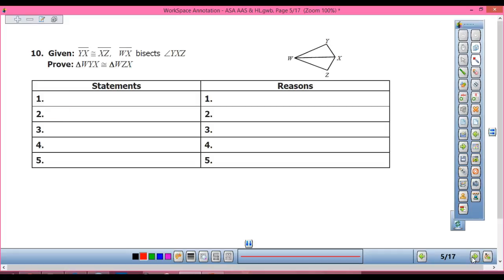Alright, so our givens: YX is congruent to XZ, given. And then it says WX bisects angle YXZ.